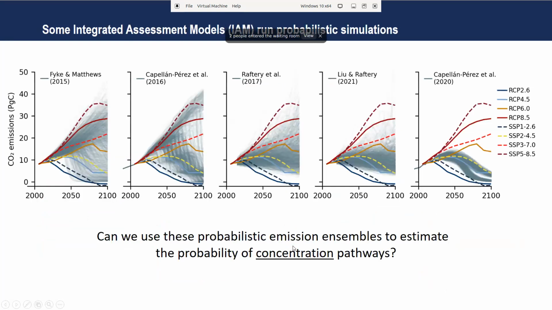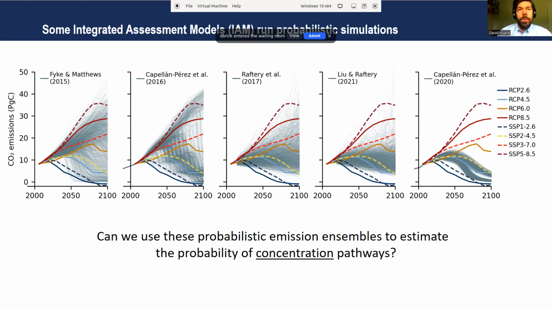And the way I propose we do that is by using probabilistic simulations from integrated assessment models. So I've shown you the assessment models that were used for the RCPs in CMIP5, but there are other integrated assessment models, and some of them shown here provide probabilistic ensembles. So basically what they're doing is that they sample parameters within the model, so the uncertain parameters, and from those sampled parameters generate different emission trajectories. And so what you see is the spread of all those different emission trajectories.